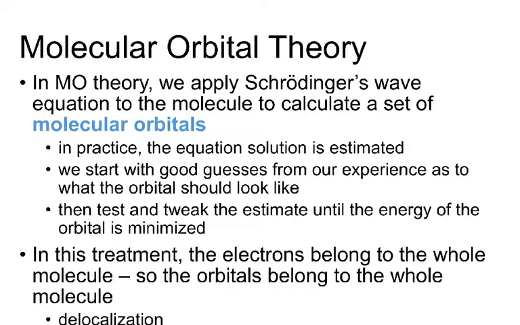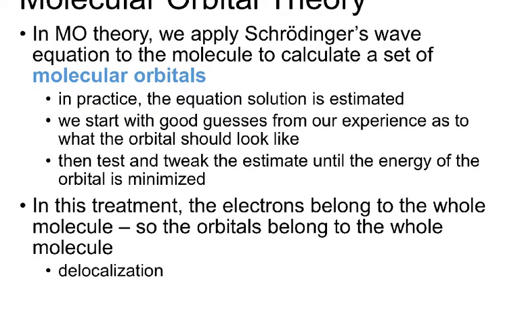So from there, we go to molecular orbital theory. What happens in molecular orbital theory is Schrodinger's wave equation is applied to the whole molecule to calculate a set of molecular orbitals. Now remember, when we get more than one electron involved, we can only estimate the solution. And here we start with guesses about what the orbital should look like and then minimize the energy. Here, electrons belong to the whole molecule and the orbitals belong to the whole molecule, which allows for delocalization.